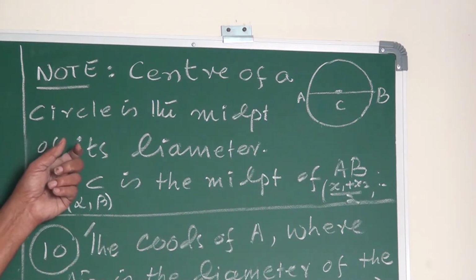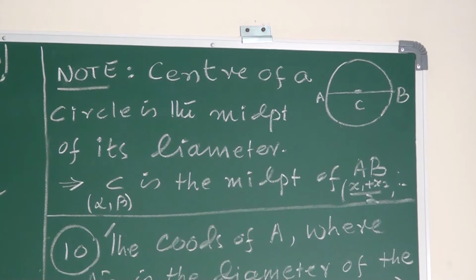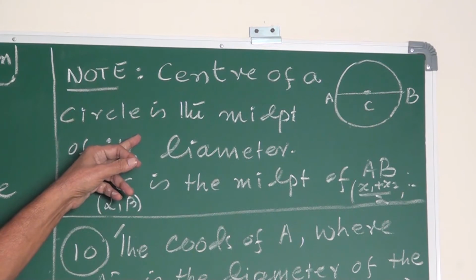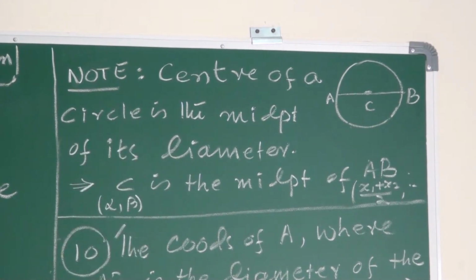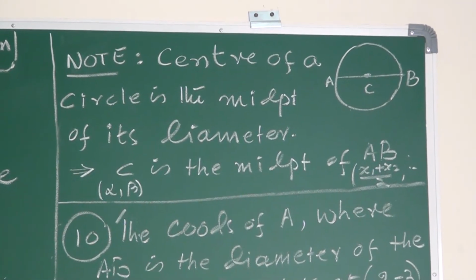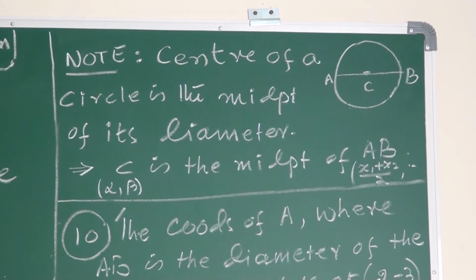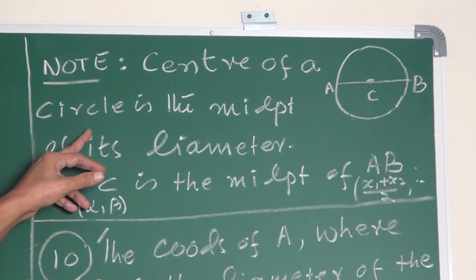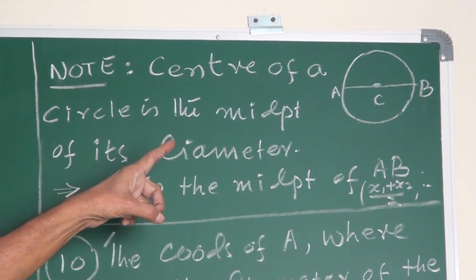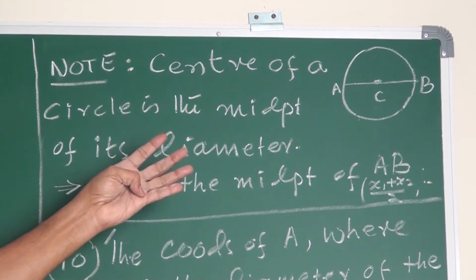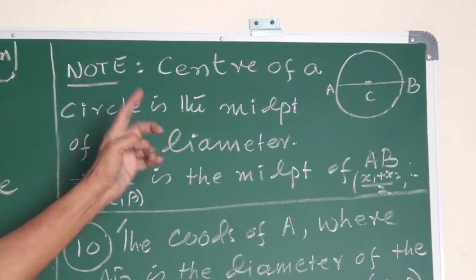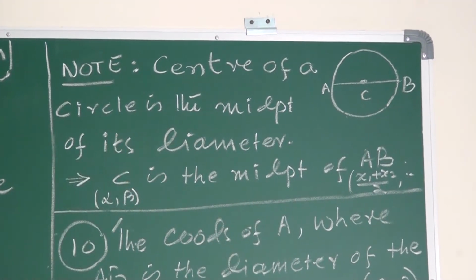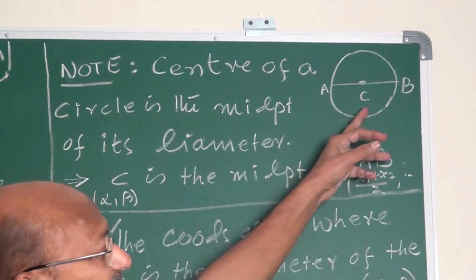My friends, making use of this, I do some 2-3 examples. Why am I explaining all these things? If you know this result and concept clearly, that will help you in doing the examples. This is my concept, my friends. Therefore, I explained in the beginning, before doing the examples, about your friend the circle. Circle means diameter, center, radius, circumference. All those things you know, my friend. You have studied the circle. Therefore, the center of the circle is the midpoint.